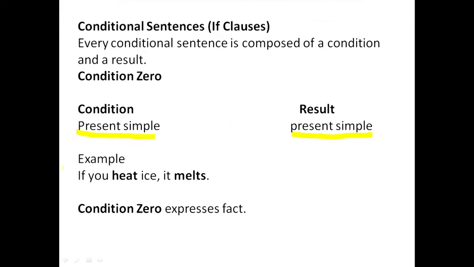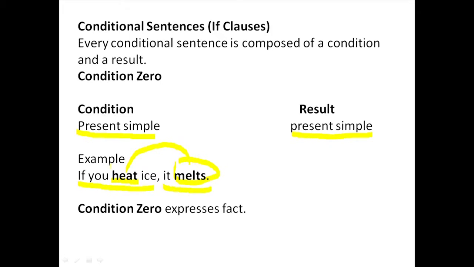Example, here we have: if you heat ice, it melts. Heat is present simple under the condition, which is the entire condition here. And we have the result or consequent clause, and here we have what? Melt. So, melt and heat are, in fact, the two different present simple occurrences in these two separate clauses.